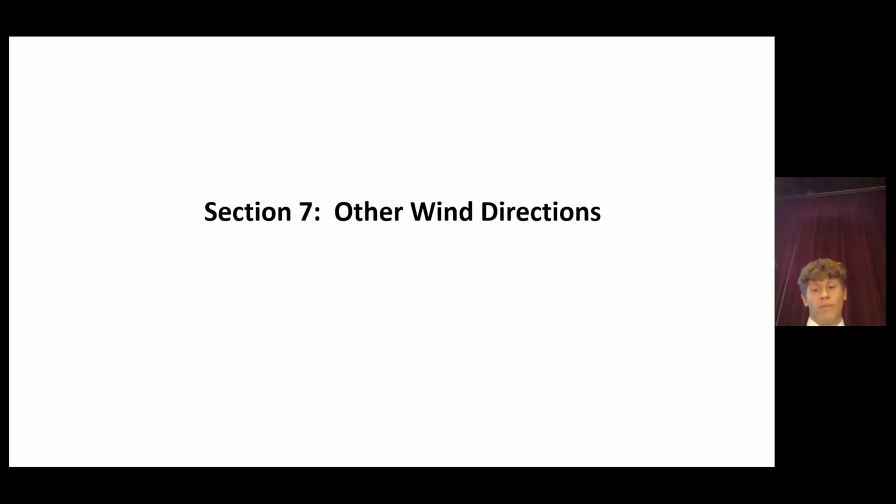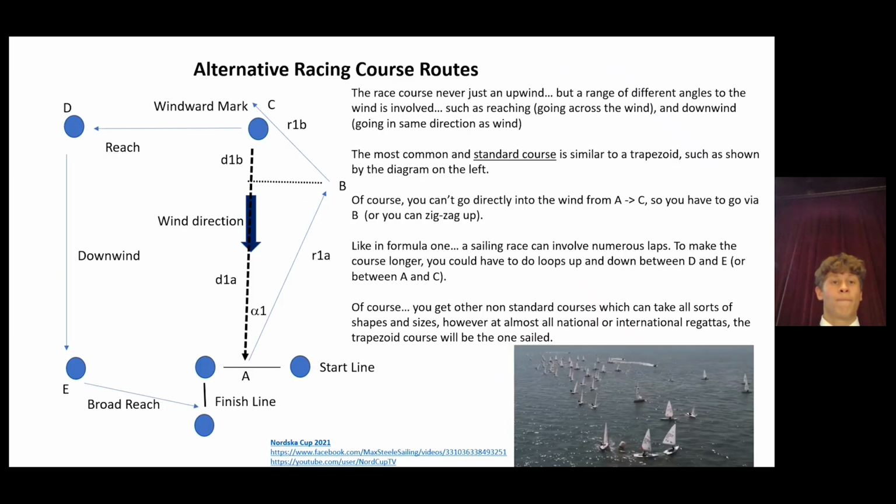So up till now, I've been telling you about upwind, which is when you're going towards the wind mark. Here is the trapezoid course, which involves an upwind leg from point A to C, as I've thoroughly gone through with you. Then from point C to point D, which is a reach, I'll explain in more detail. D to E is downwind, and E to the finish line is a broad reach. I'll cover all these in a minute.